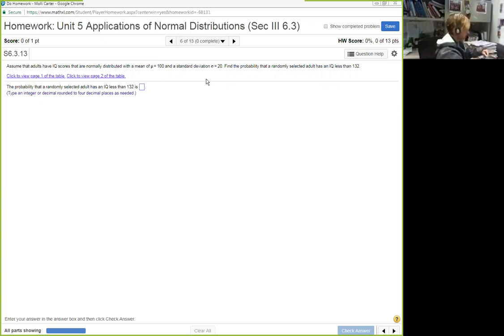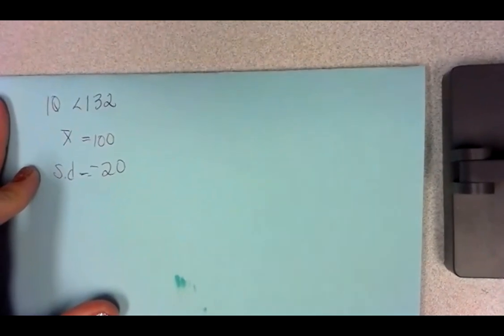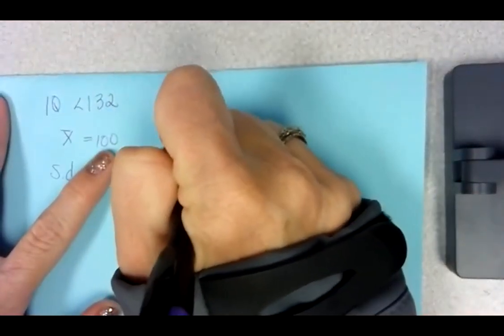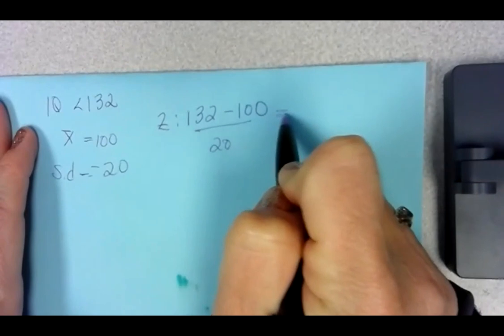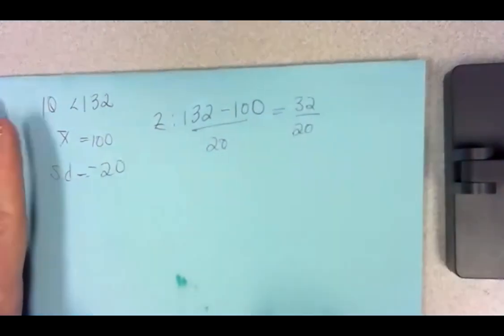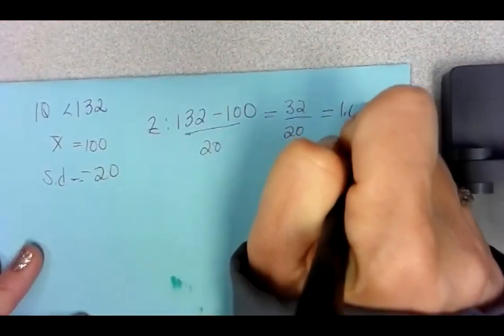Okay. So I'm going to write our information down. IQ less than 132. The mean is 100. Standard deviation is 20. Since we've got the data there, I'm going to flip back to my paper. And our first step is to find the z-value that goes with that. So we're going to take 132 and subtract 100, and divide that entire answer by 20. So we have 32 divided by 20. I can do that on my calculator, and I get 1.60 on the dot.